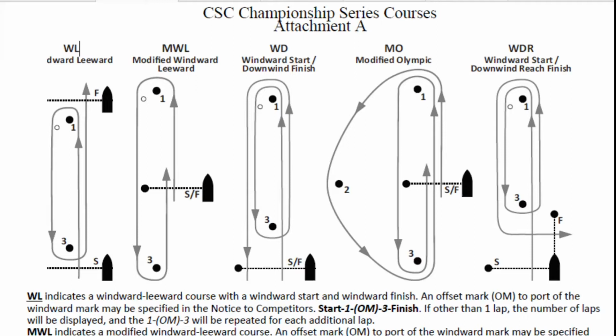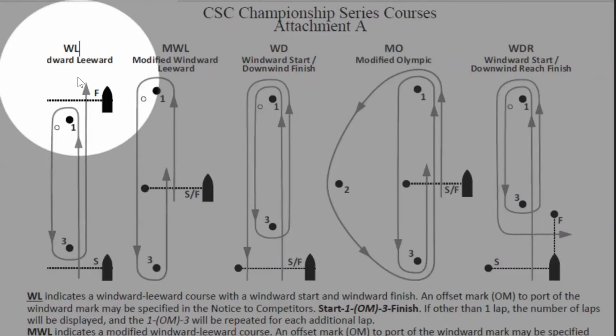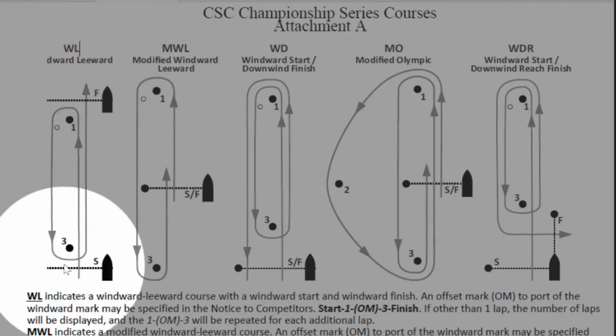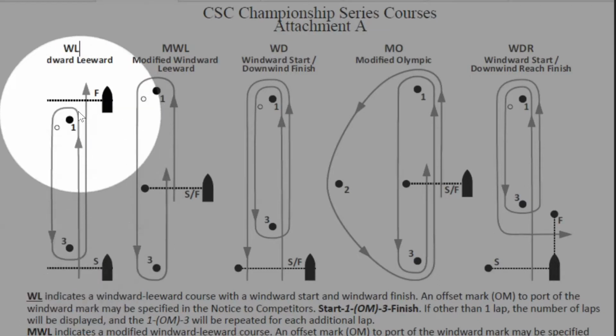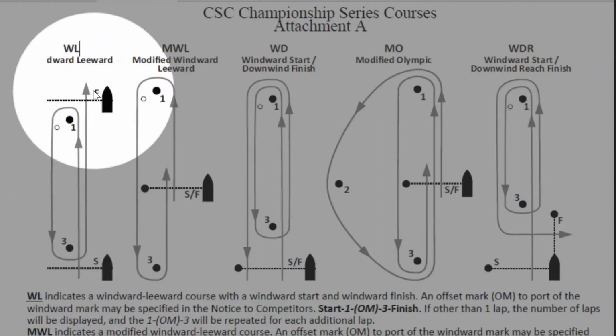This is the traditional windward-leeward course, where you start at the leeward end of the course, you sail around a windward mark, potentially around an offset mark, and then around the leeward mark, and then back up to finish.